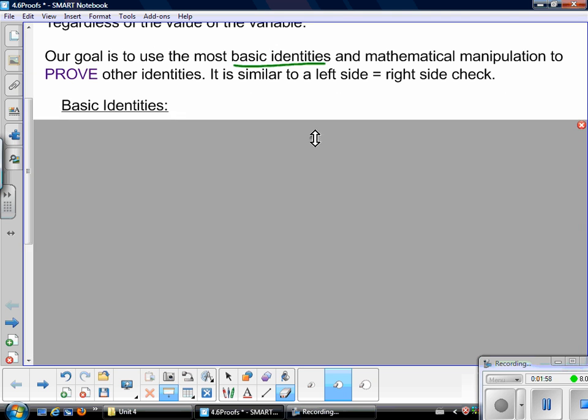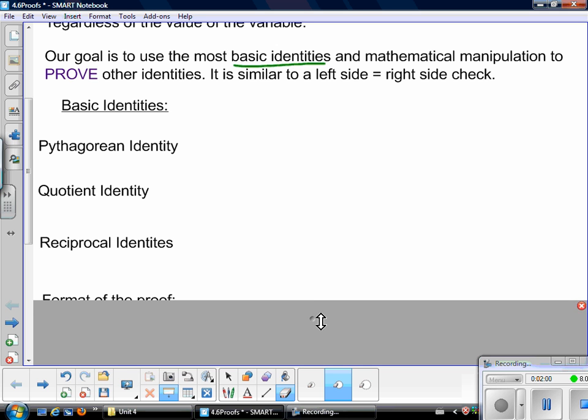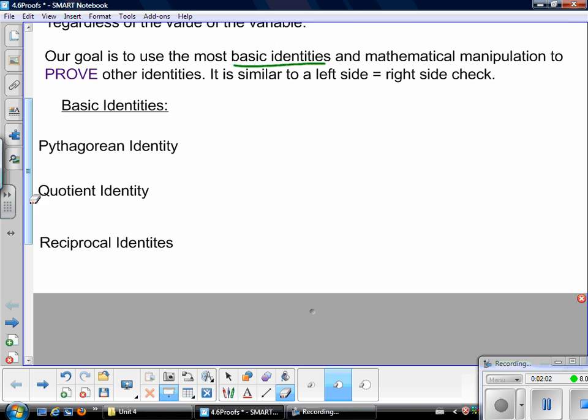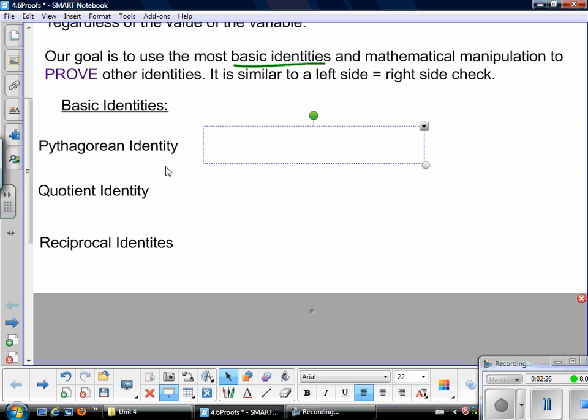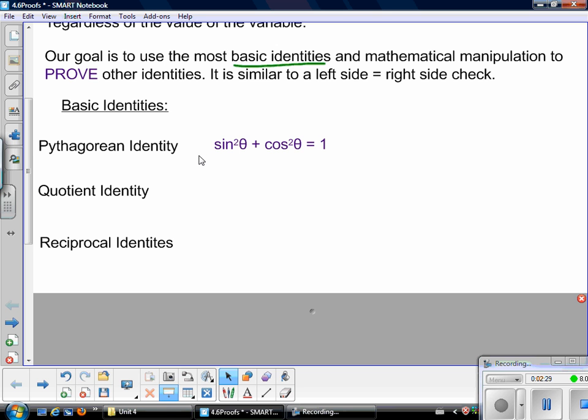So first of all, let's talk about the basic identities that we have at our disposal, okay, before we actually talk about the proof. Now, these basic identities, you have to know these. Okay, so these are part of your tools. Mathematical manipulation, you've been doing that for quite some time throughout high school. However, these basic identities are your other tool. So the Pythagorean identity is sine squared theta plus cos squared theta equals 1.